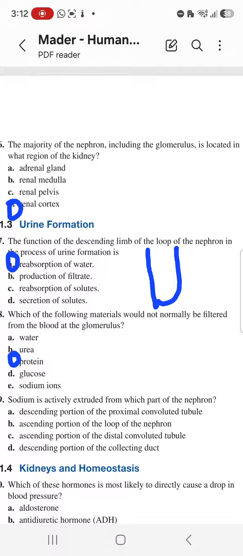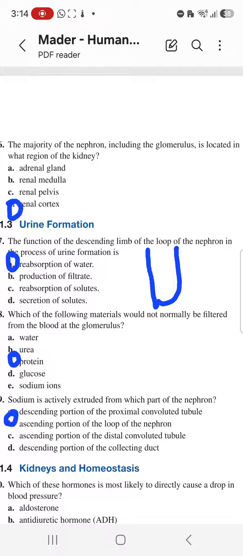Question number 9. Sodium is actively extruded from which part of the nephron? Descending portion of the proximal convoluted tubule, ascending portion of the loop of the nephron, ascending portion of the distal convoluted tubule, descending portion of the collecting duct. So it is at the ascending portion of the loop of the nephron.